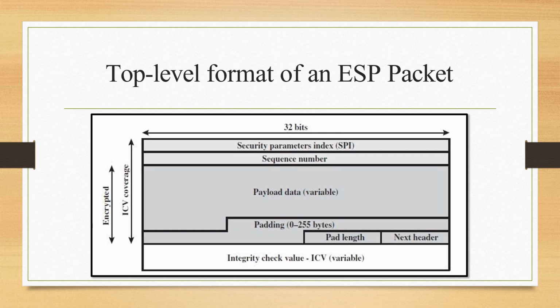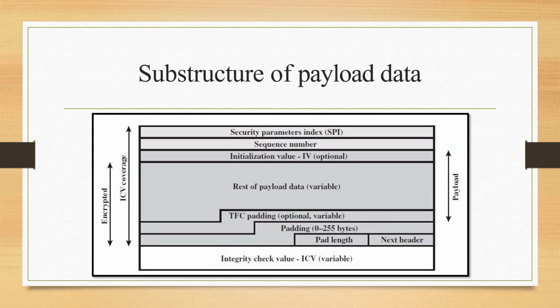Two additional fields may be present in the payload that are not shown in this diagram. An initialization value, IV, or none is present if this is required by the encryption or authenticated encryption algorithm used for the ESP. If tunnel mode is being used, then the IPsec implementation may add traffic flow confidentiality padding after the payload data and before the padding field, as explained subsequently.